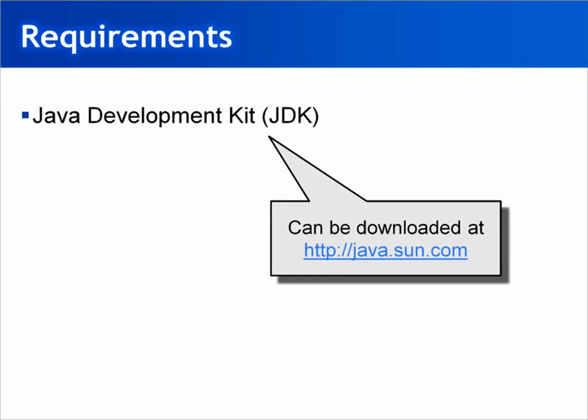Writing and executing Java programs requires a software suite called the Java Development Kit, or the JDK. It can be downloaded for free from the Sun Microsystems website. The computers in your institute may have JDK already installed.